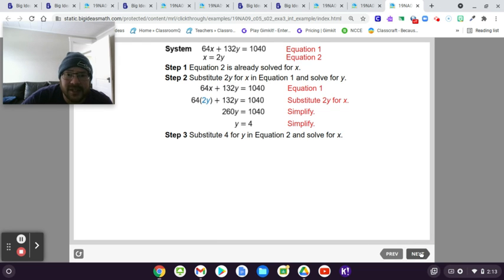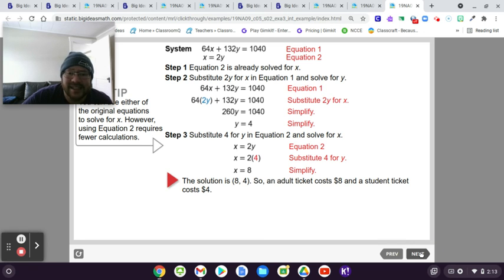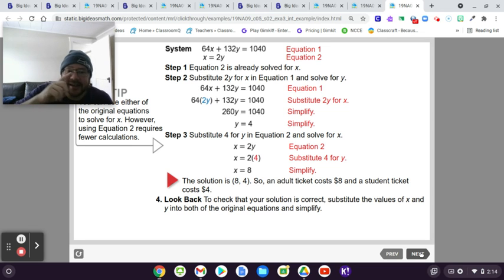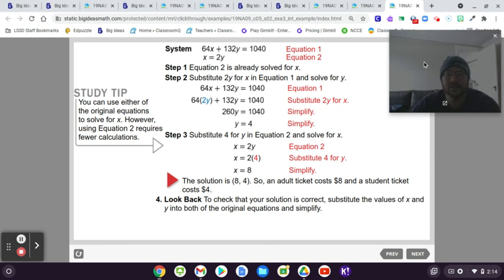So that tells you how many student tickets were sold. You then plug that in to figure out how many adult tickets were sold, which is 8. And there you go. And I lied. We know how many were sold. It's the cost per ticket is what these variables stand for. So 8 is the cost of an adult ticket. 4 is the cost of a student ticket. So you'll be solving problems like that using substitution.